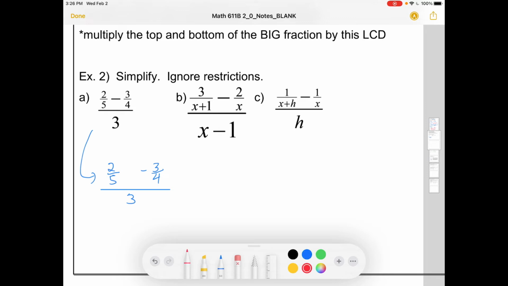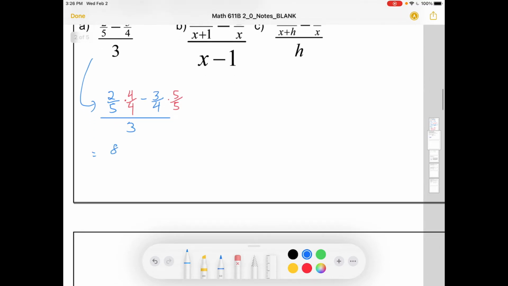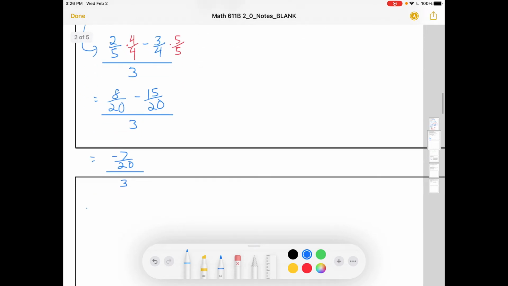So you'd say, oh, on top, I would like to make a common denominator. So I'm going to times the first one by 4 over 4, and the other one by 5 over 5. And what will that give me? It will give me 8 over 20 minus 15 over 20 all over 3, which is equal to negative 7 over 20 divided by 3.